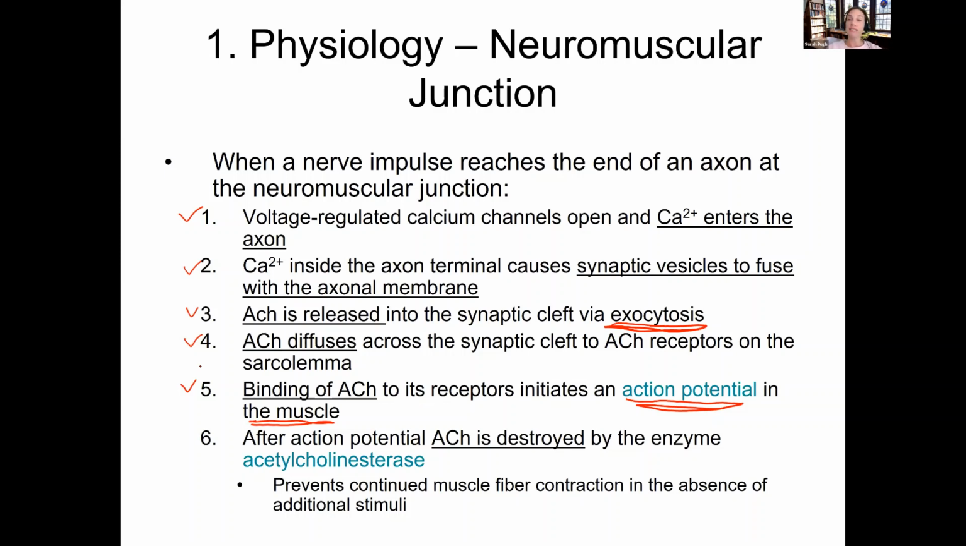And your body does that with an enzyme called acetylcholine esterase. You know it's an enzyme because it ends in ASE, right? So acetylcholine esterase is the enzyme that degrades acetylcholine. It actually breaks it apart, and it makes it so that it's no longer useful in the synaptic cleft. And it prevents the muscle from continuing to contract and respond to that stimulus.